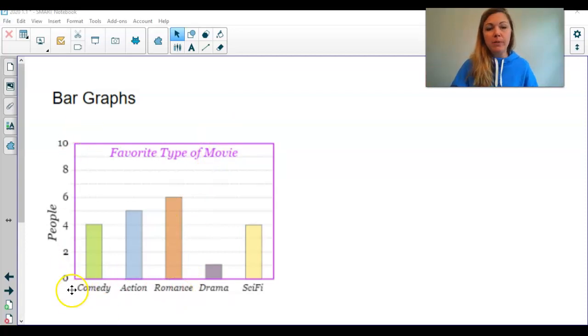And then over here, we have the people. How many people liked comedy? 4. How many people liked action? It looks about 5, so on and so forth. So you should be able to read a bar graph. You should also be able to make one.